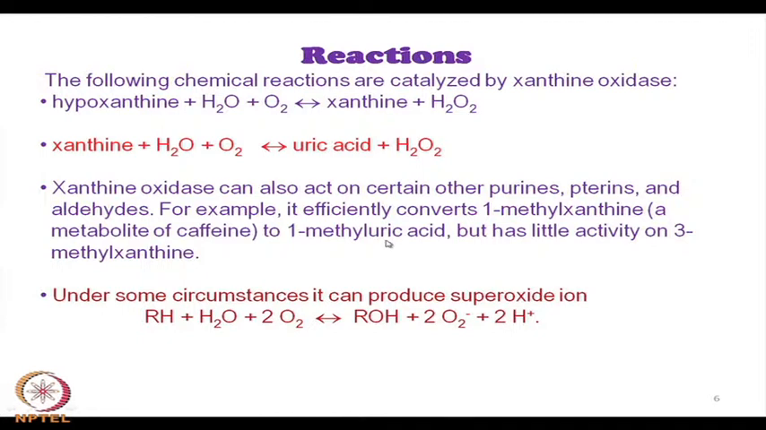So, you will be able to form methyl uric acid, but it is not active on 3-methyl-xanthine. It is only active on 1-methyl-xanthine. So, there is definitely some selectivity; for a particular substrate in the biological system, the selectivity is much more than we can get in the laboratory. In some cases, for the corresponding reaction on an alkane, that is methane hydroxylation to methanol, it can also produce some superoxide anions. Basically in these cases, the dioxygen takes up that electron and you get some superoxide anion, and that superoxide is involved in further transformations.